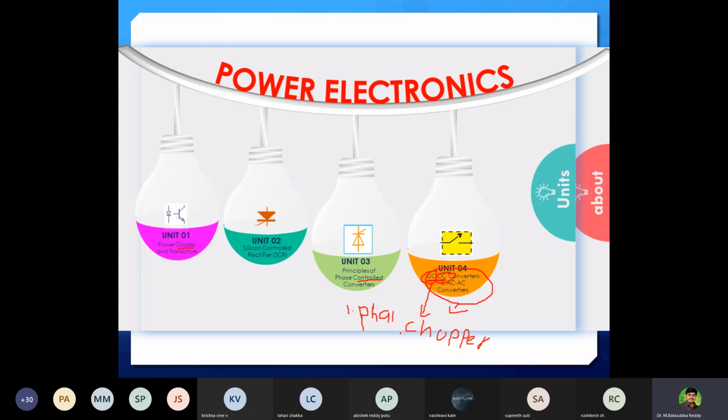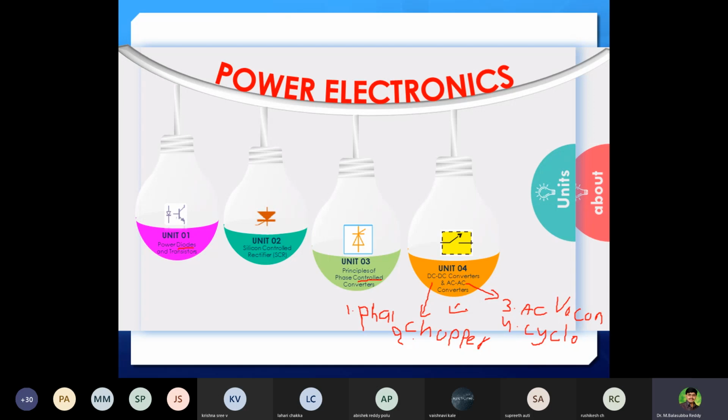That controller we call a chopper. So that is the second controller. And in the downside, you can see here there is another one, AC to AC. Here it is again divided into two controllers, AC to AC. This we call an AC voltage controller. Another AC to AC, we call a cycloconverter.